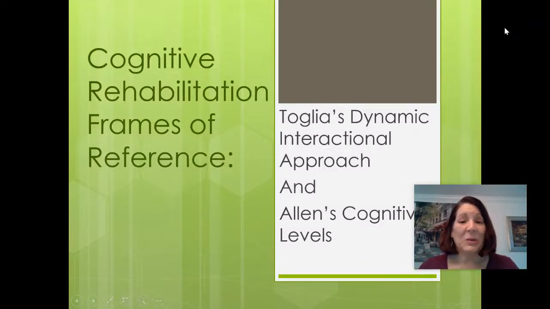Hi everyone, here we are with OTD 502 Part 2, Cognitive Rehabilitation, Frames of Reference, and we're going to be discussing Claudia Allen's Cognitive Disability Frame.